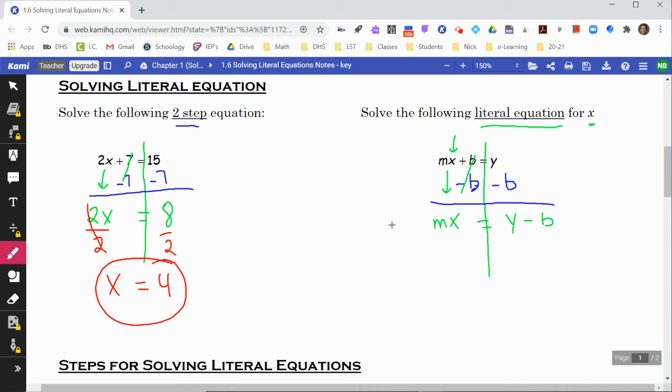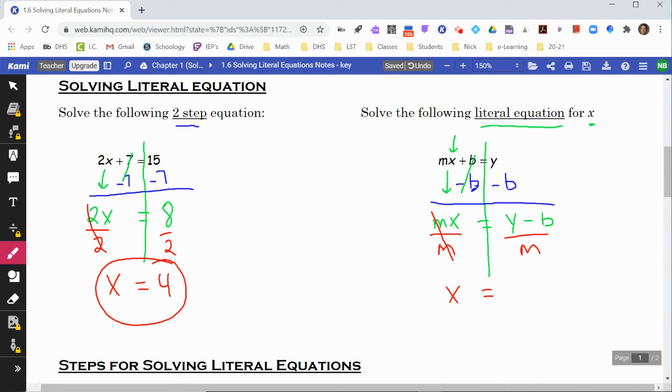All right, so just like on my left side, I divided by 2 to get x by itself. On my right equation, I'm going to divide by m to get x by itself, because m times x, well, the inverse operation of multiplying by m is to divide by m. And what I do to one side of an equal sign, again, I must do to the other. So my m's are going to cancel out. M divided by m is just 1. That means I get x by itself.